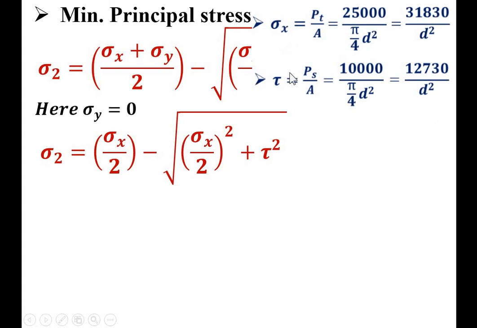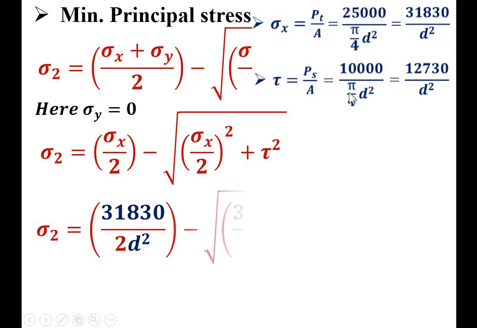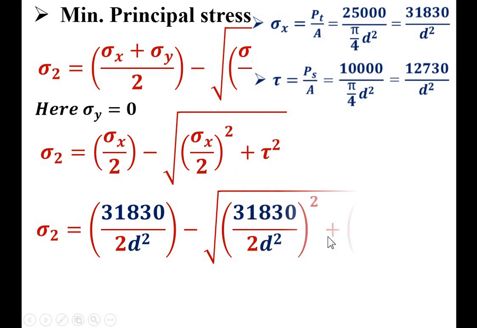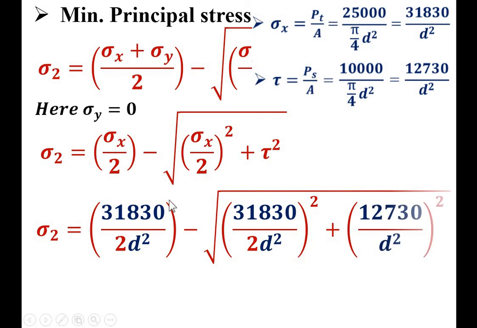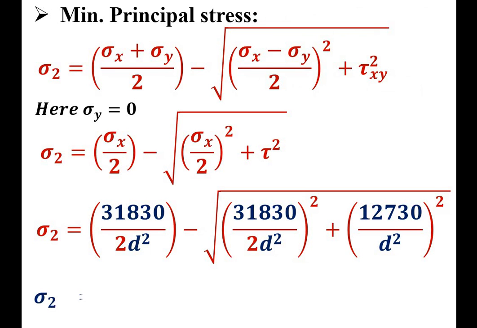Now we have sigma x and tau, as we have discussed in the earlier case of maximum principal stress. So put this value over here in sigma 2, that is sigma x and tau. So if you simplify this equation, then you will get sigma 2, that means minor principal stress, in terms of diameter of the bolt. So here it is in negative value.